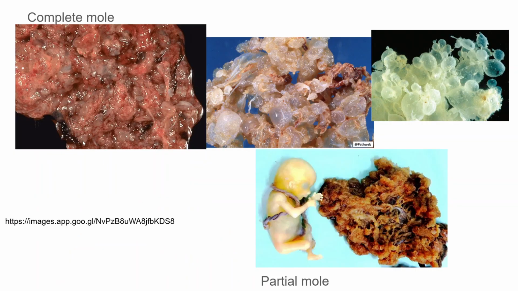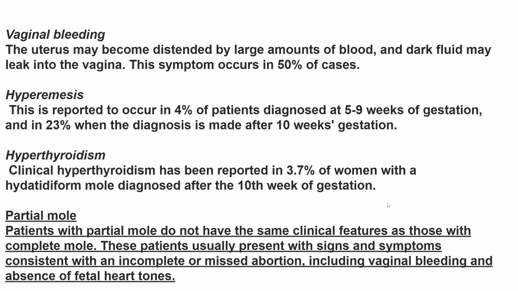Appearance would be, in a complete mole, you will have fragile tissues with different grades of vascularity. Either there could be a pale whitish structure, grape bunch-like appearance, where there will be very minimal blood flow, or there could be maximum blood flow also, fragile with the vascularity. Whereas in a partial mole, there will be some partial fetal structure, either a complete fetus or some of the structures of the fetus would be seen along with that fragile placenta. That would be the appearance.